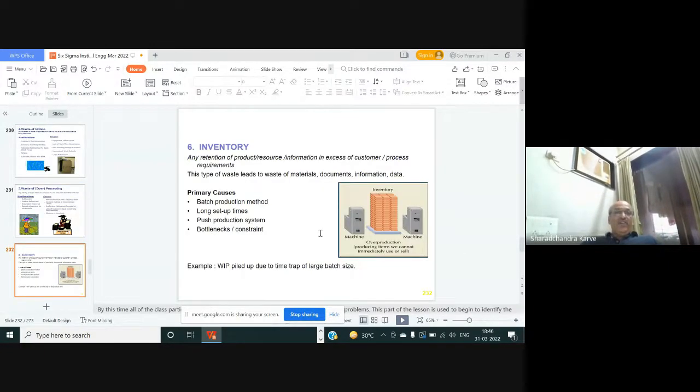Then waste of inventory. If the output of all the stepwise processes is not matching, it is likely to create inventory at each step of the process. We looked at an example of a value stream mapping. Stamping was only a one second job, but the item remains in the queue for 5 days, which is what is meant by inventory in the process. It has to flow uniformly with the minimum inventory at each station. That is what is expected as a lean process. Any retention of product, resource, or information in excess of customer process requirement is called inventory in the setup.